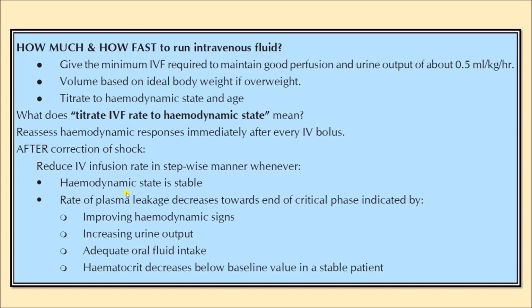If the patient is hemodynamically stable, it can be stopped, or if the rate of plasma leakage decreases towards the end of the critical phase, as indicated by improving hemodynamic signs, increasing urine output, adequate oral fluid intake so the person can take fluid orally, or hematocrit decreasing below baseline value in a stable patient. So if all these signs are present, then we can discontinue the intravenous therapy.